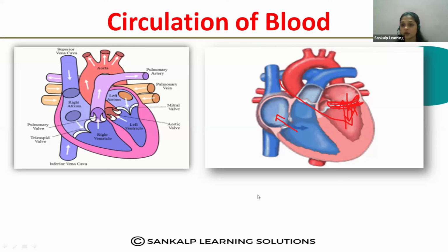Already we learned what double circulation is. We understood what double circulation is, right?